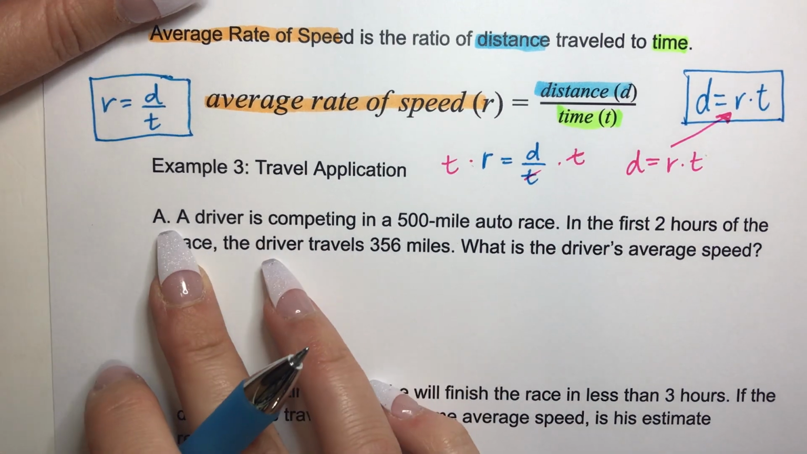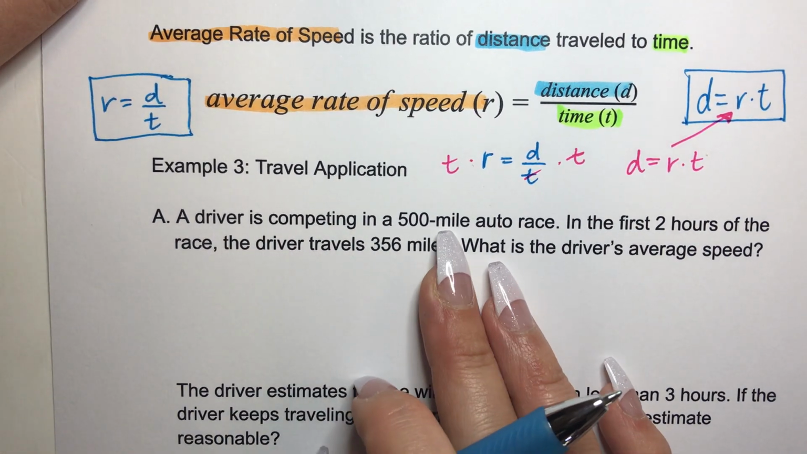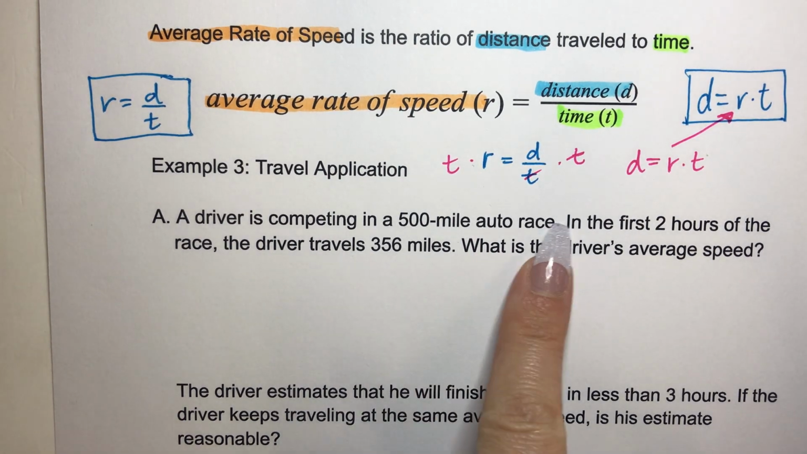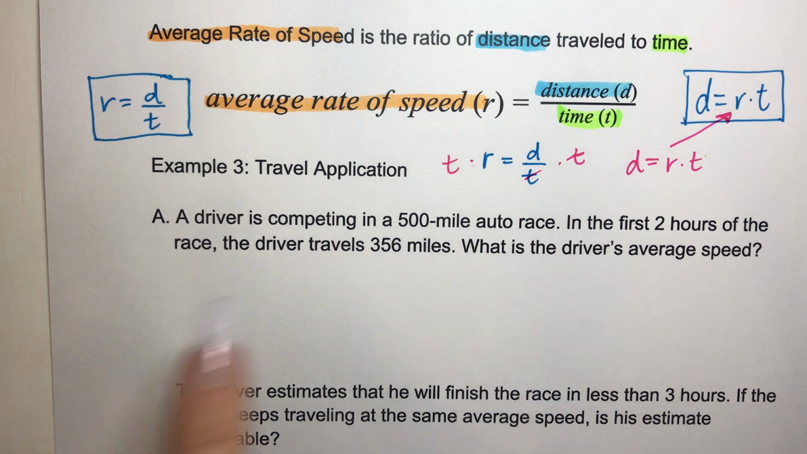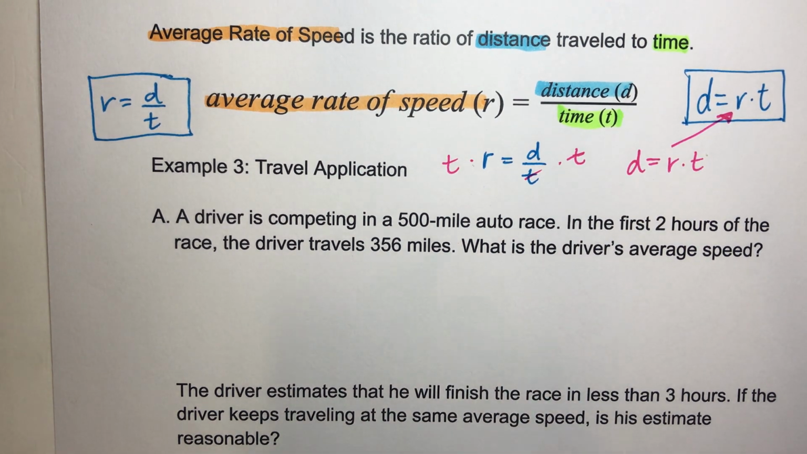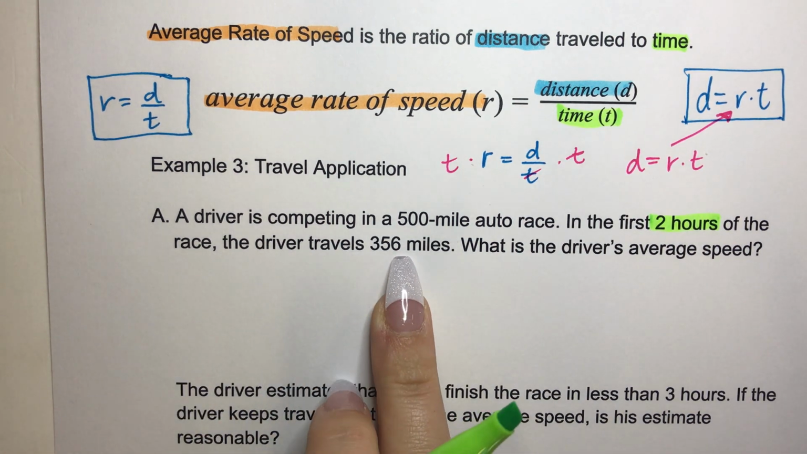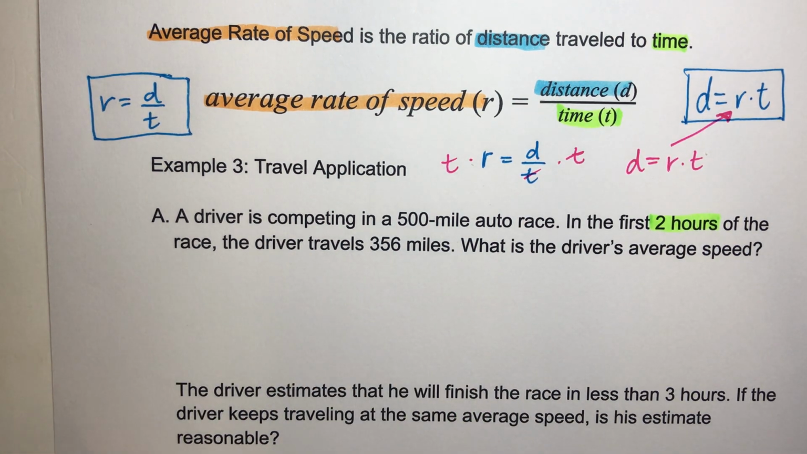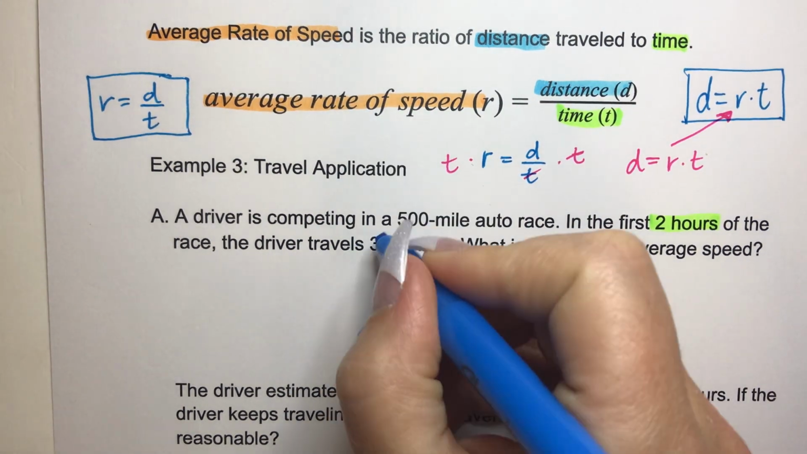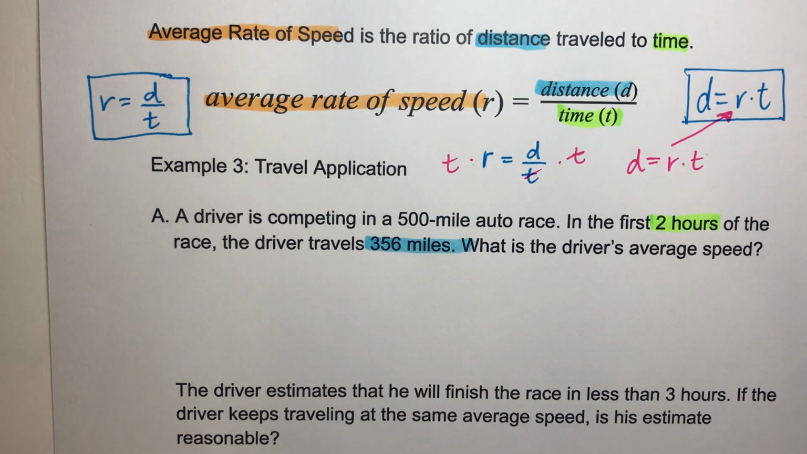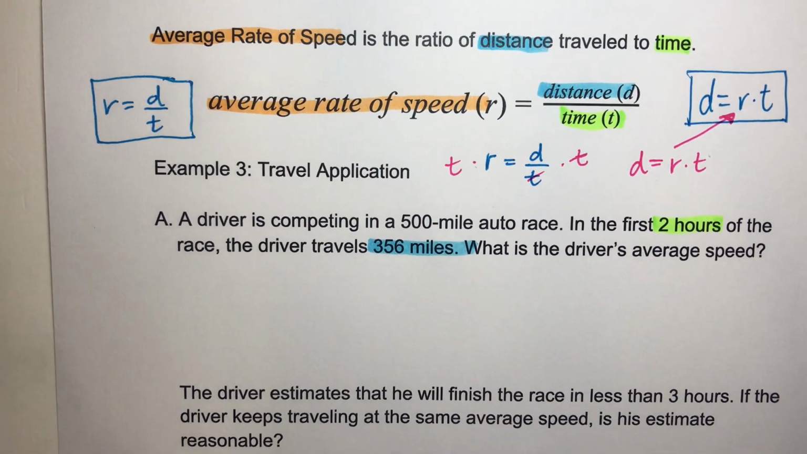So let's start here. It says a driver is competing in a 500-mile auto race. So that is a distance, right? In the first 2 hours, okay, so that's time. The first 2 hours, that's the time of the race. The driver travels 356 miles. Okay, so that's the distance. This is the total amount of the race, but this is how far they went, 356 miles. That's our distance. What is the driver's average speed? So we're trying to find that, R.